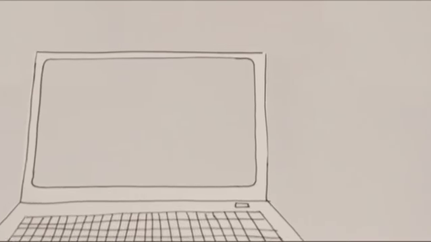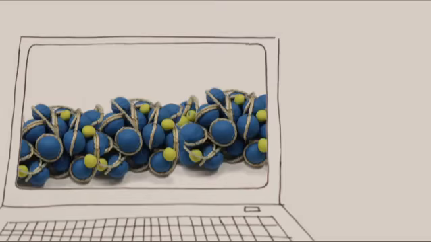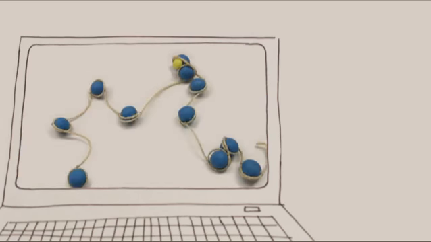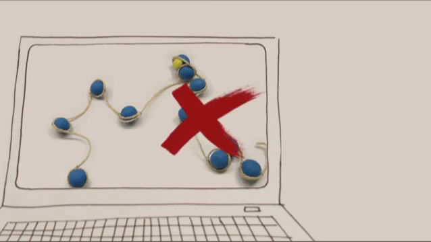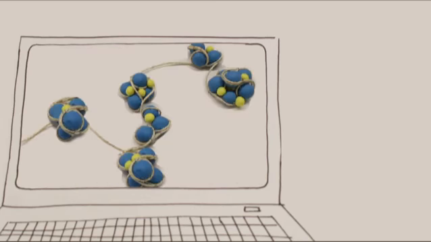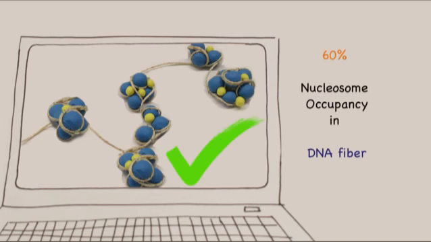We then performed coarse-grained computer simulations to model these 2 mechanisms, and we compared the results to the experimental data. The simulations could recapitulate our experimental results when the nucleosome occupancy of the DNA fiber is around 60% in differentiated cells, very close to what has been measured in genome-wide studies. Both mechanisms gave similar results and remain to be tested experimentally.